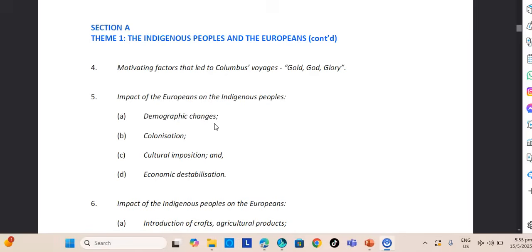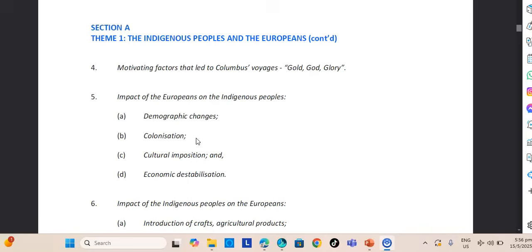So the European colonization aim was to replace the indigenous religions, languages, and customs with European ones, particularly Christianity. So the indigenous people were forced to be converted and their sacred sites were destroyed or repurposed.